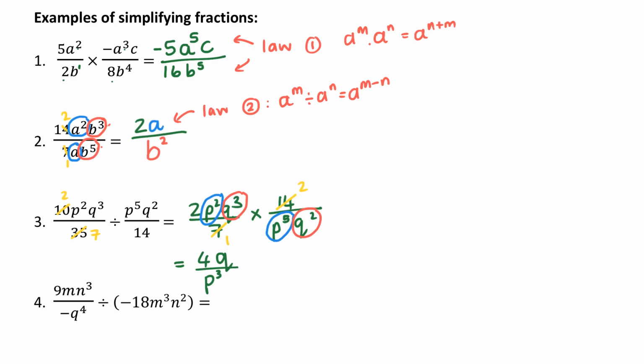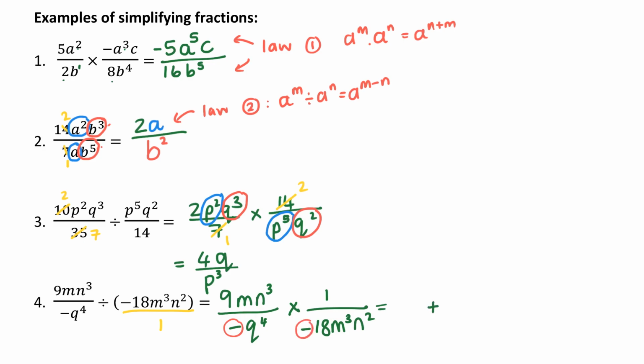Last question. 9mn cubed out of negative q to the power of 4. Now at the moment, I'm dividing by a whole number. And that whole number would be the same as negative 18m cubed n squared out of 1. So to multiply that by the reciprocal, it will be 1 out of negative 18 m cubed n squared. So let's first consider our signs. I've got a negative times a negative. My answer is going to be positive.